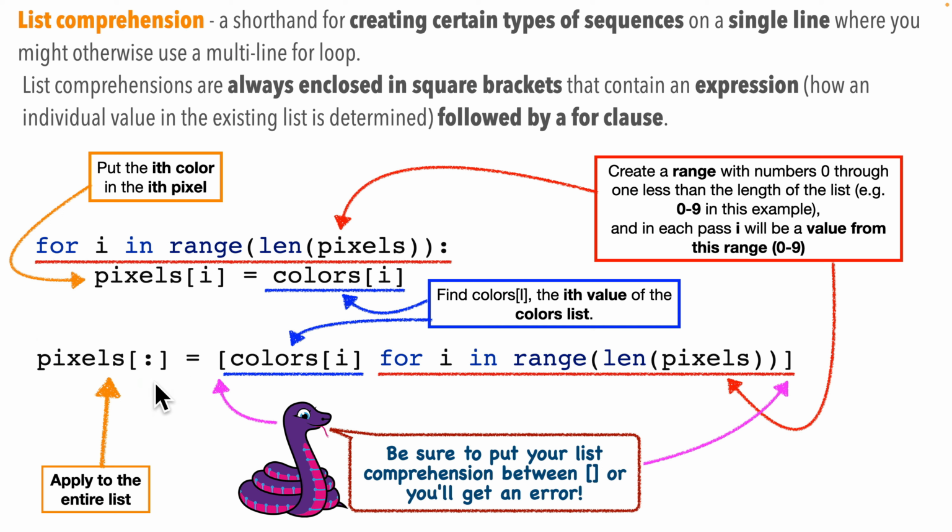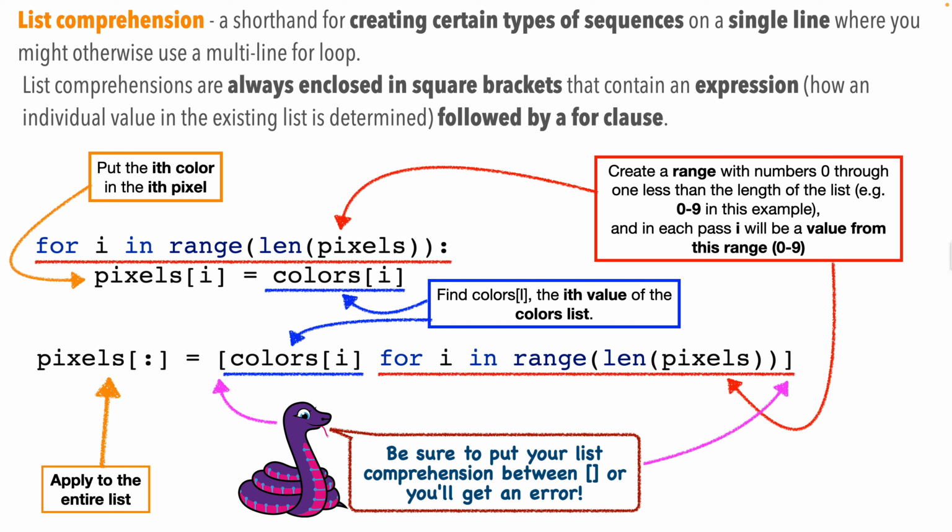Now this might look a little strange at first, but just remember, you need square brackets. The first part is the expression that determines your results. For us, that's just to get the ith element of the colors list, followed by the for loop that you iterate through. And there's more stuff we can do in here with things like if clauses and ternary operators.